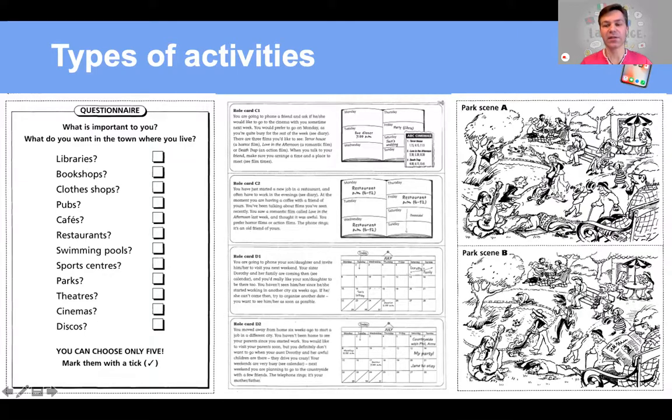Okay, and this is the last one. Again, this is elementary level. Find the differences. So what is this activity about? What is the target language here? Present continuous, maybe, and affirmative and negative sentences, maybe.